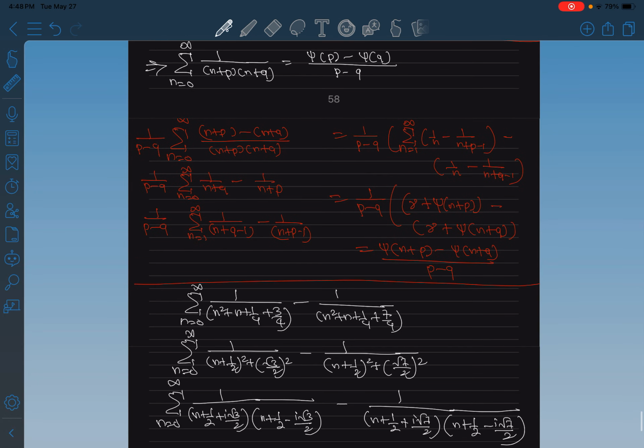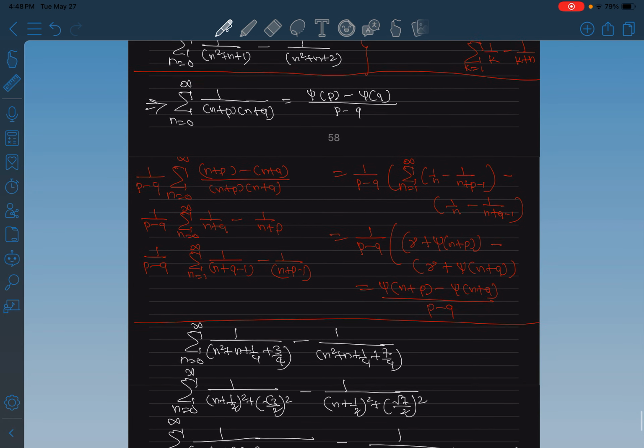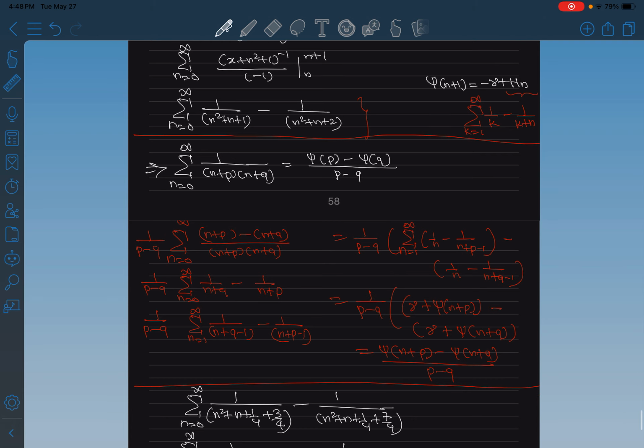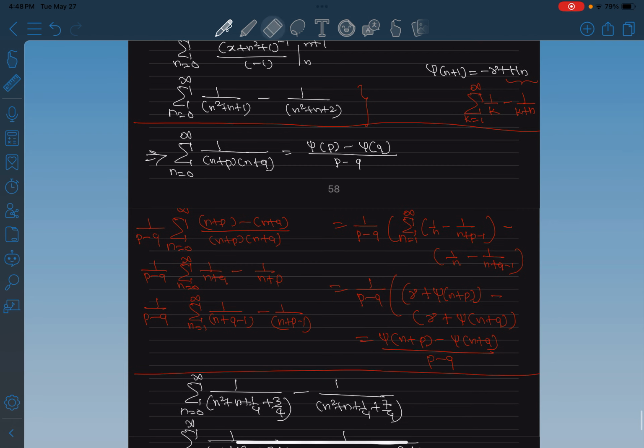Okay, over here, I'm sorry, I made a little bit of a mistake. Over here, this is actually just digamma of n, right? So over here, this n is the same as k. So this would actually just be digamma of p, digamma of q, digamma of q, digamma of p. Okay, I'm sorry for that mistake.